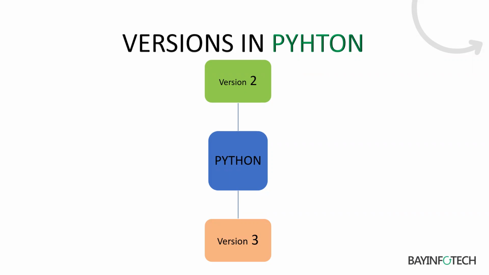Let's look at the versions in Python. You have Python 2, that is version 2, and Python 3, which is version 3. Python 2 is no longer in active development, but still supported by the Python community. Python 2 has better library support, is installed by default on Linux and Mac machines, and is supported on the NX-OS platform.